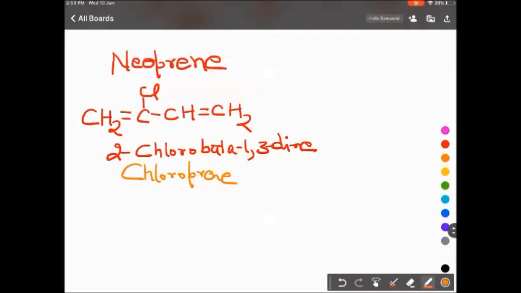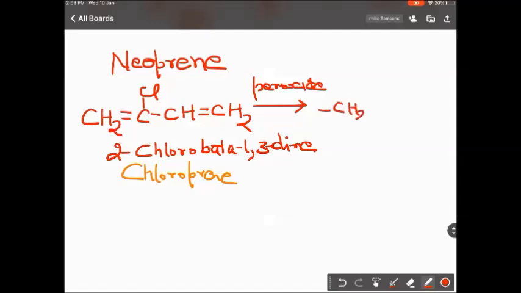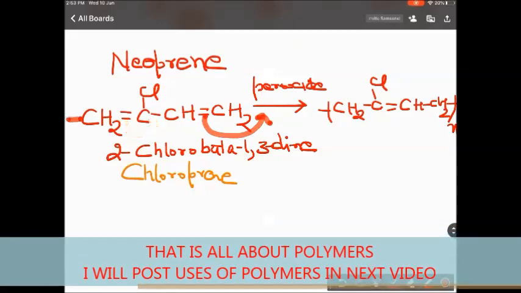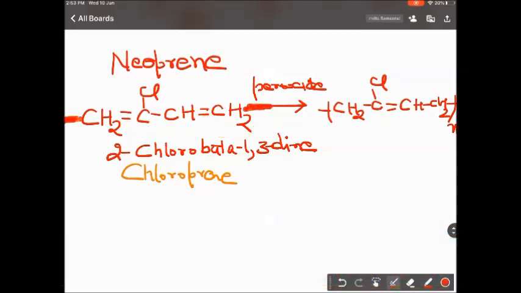So as is obvious, when you do its polymerization, again it is free radical polymerization, in the presence of organic peroxide, the polymer formed will be CH2CCl double bond CH, CH2, N times. Now as before, this pi bond has shifted here, this pi bond will shift here, and this will bind with one molecule on this side and with another on this side.